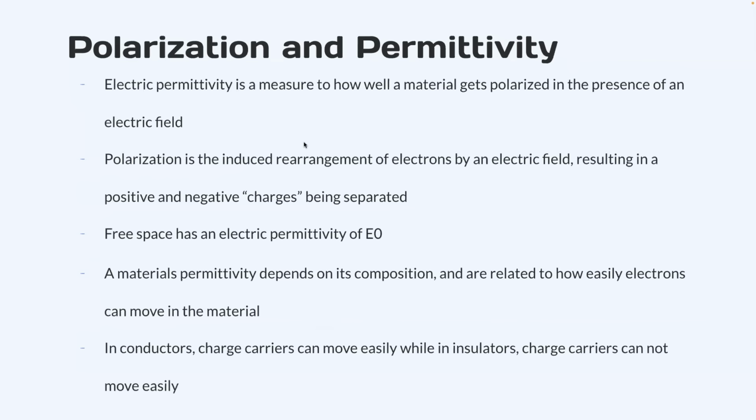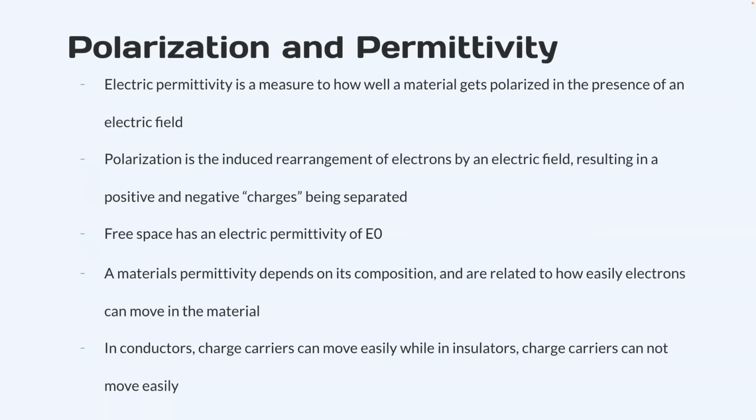Electric permittivity is just a measure of how well a material gets polarized in the presence of a field. And polarization is just the rearrangement of electrons by an electric field. This will result in positive and negative charges being separated. For example, we know that positive charges attract negative charges and negative charges attract positive charges.